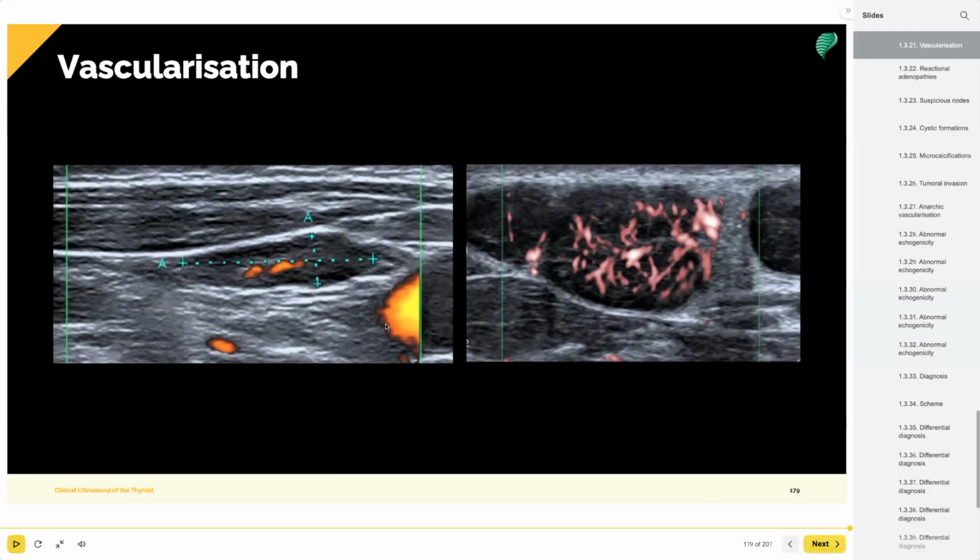So this is just regular color Doppler, and this is power Doppler. So it does make a huge difference sometimes with observing the vascularity within a lymph node, and sometimes I've seen this difference within thyroid nodules as well. So I would say power Doppler is a great tool in observing lymph nodes and observing the thyroid itself.